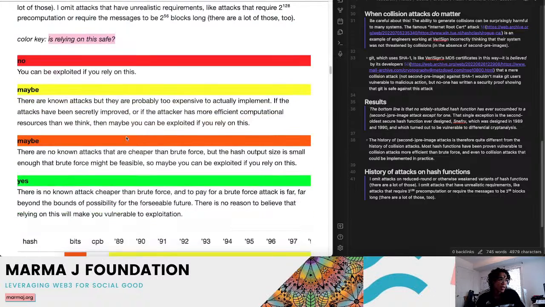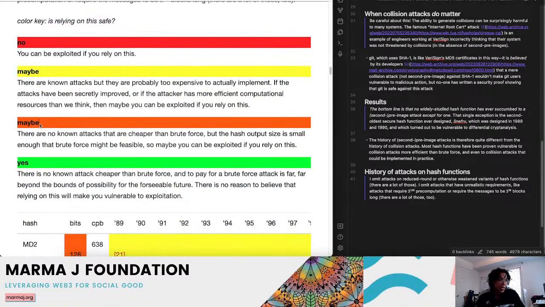So, no, maybe, yes. There are known attacks, but probably too expensive. There are no known attacks that are cheaper than brute force, but the hash output size is small enough that brute force might be feasible. So you can be exploited if the attacks have been secretly improved, or if the attacker has more efficient computational resources than we think. So known attacks, but too expensive.